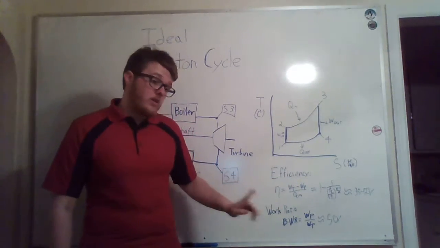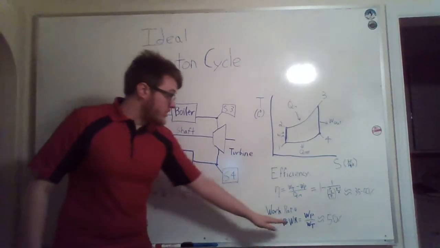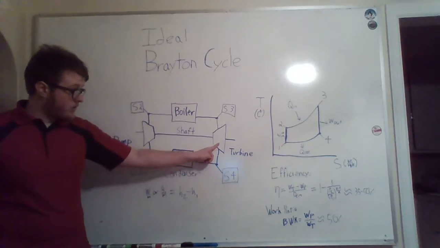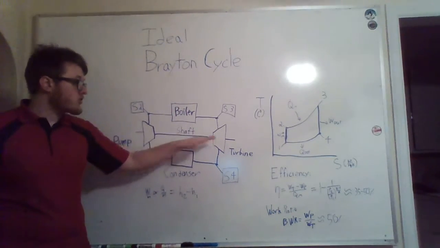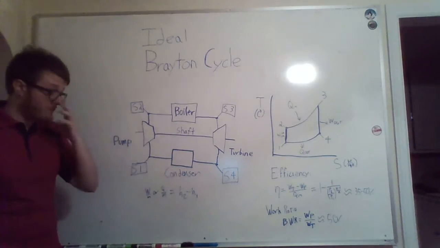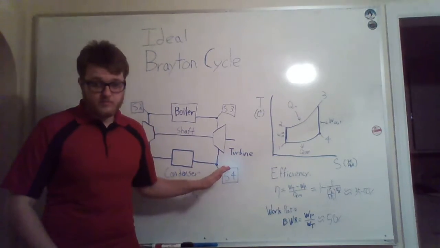Now, the final thing that is important with Brayton cycles is the back work ratio, which is the work of the pump over the work of the turbine. Because the work of the turbine that is actually produced also provides the amount of work that is needed for the pump. And this is usually around 50%. It's not a very efficient cycle.